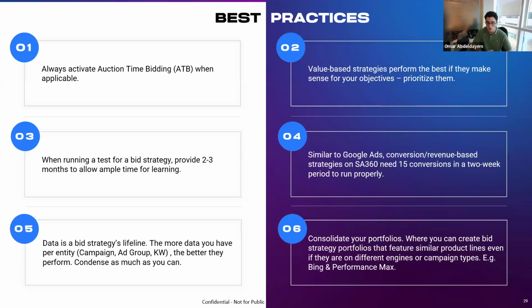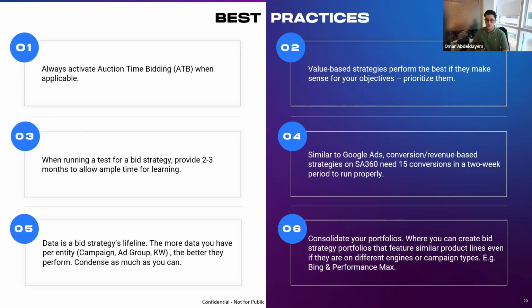Additionally, whenever you're running a new test for a bid strategy, always allow ample time for that test to run, at least 2 to 3 months, to allow the bid strategy to fully learn and start performing before you make a decision on whether or not the new updated one is working well for you. Additionally, very similarly to Google Ads, conversion or revenue-based strategies on SA360, especially the target ROAS or target CPA ones, do need 15 conversions in a 2-week window in order to run properly. Anything below that means that there is a very limited amount of data for the algorithm behind Google's machine learning to make meaningful decisions towards your bids.